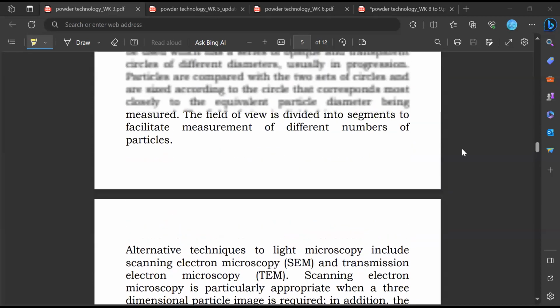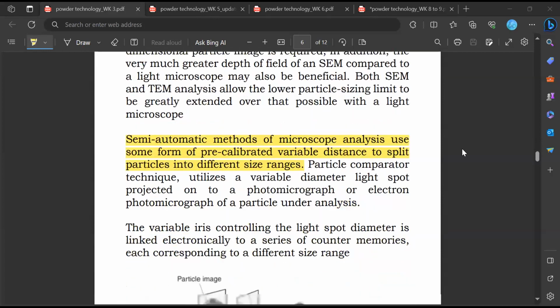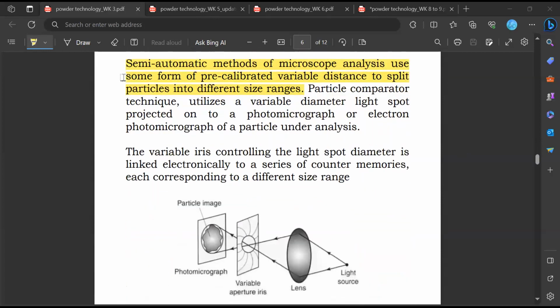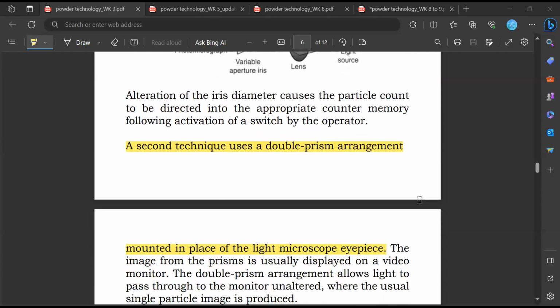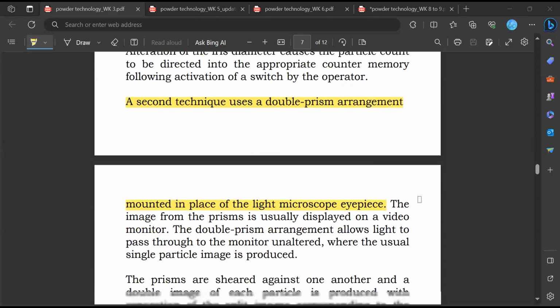I'm just going through the important ones. There are also semi-automated methods where the microscope analysis uses some form of pre-calibrated variable distance to split particles into different size ranges. You can see here the particle size is projected on a photomicroscope, and then you can vary the aperture of the iris to see what fits with that particle and determine your particle size. The second one is a double prism arrangement that is mounted on a light microscope eyepiece.